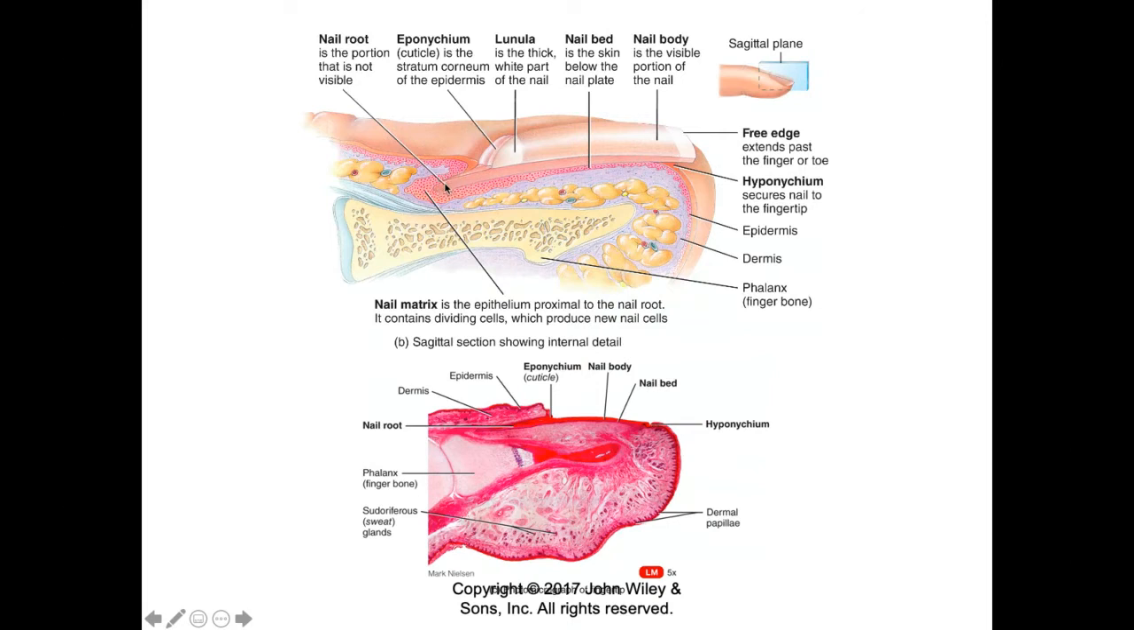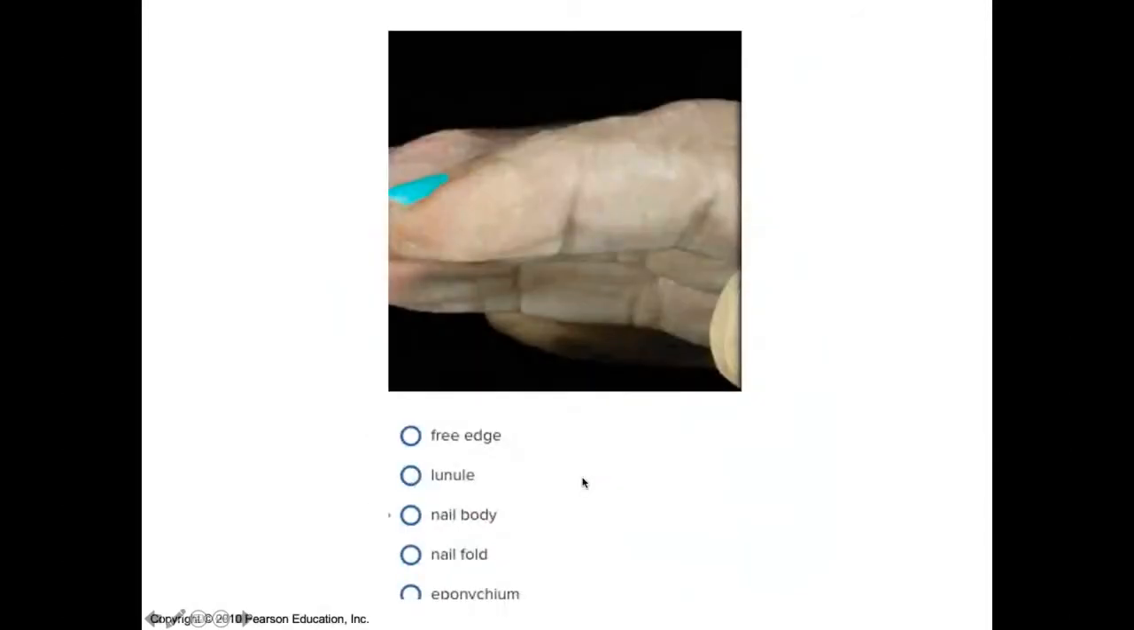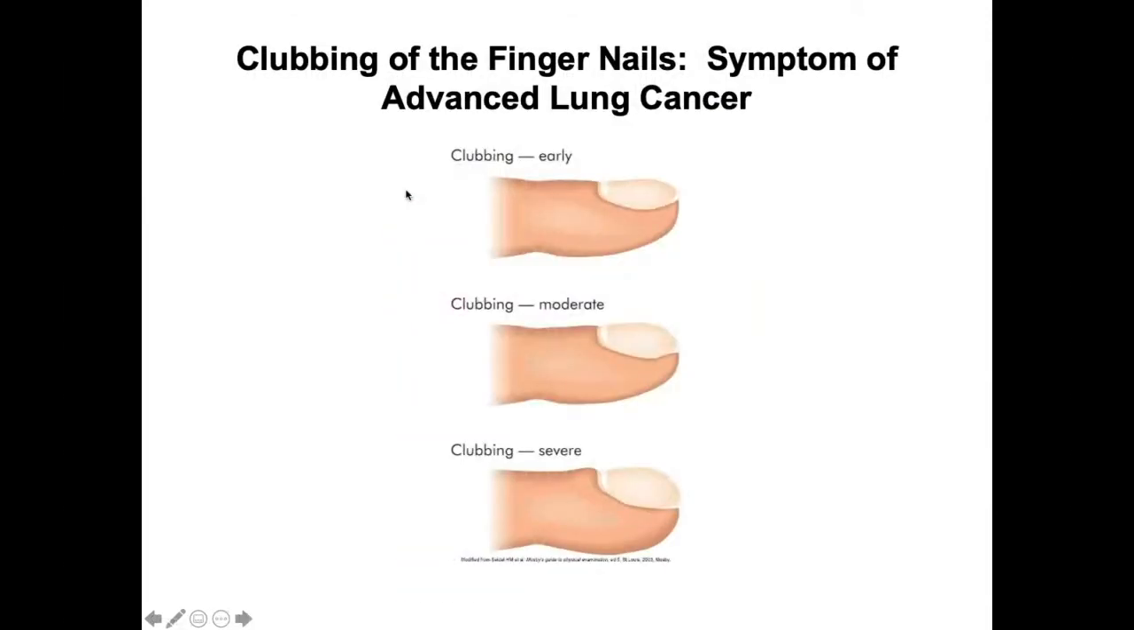Near the nail root, right here behind it, is the matrix. The matrix is epithelium, and it has these dividing cells which produce new nail cells. So when the matrix produces new nail, it pushes this forward. Okay? Same structures, just on this type of view. So if we're looking here, well, that's not the free edge, not the eponychium, that's going to be the nail body. The nails are really important because you can pick up a lot of diseases from the nail, a lot of metabolic issues.